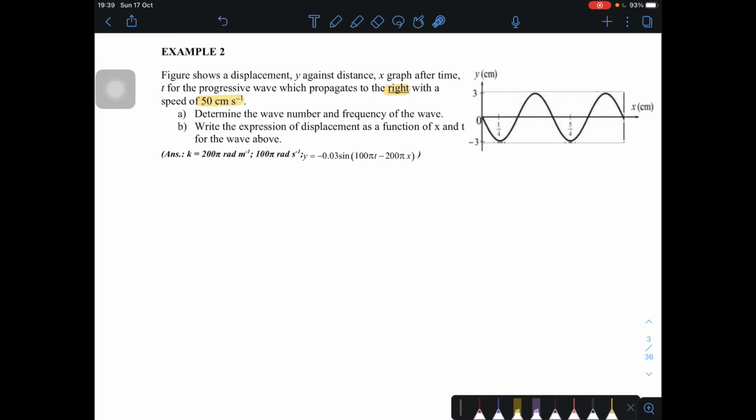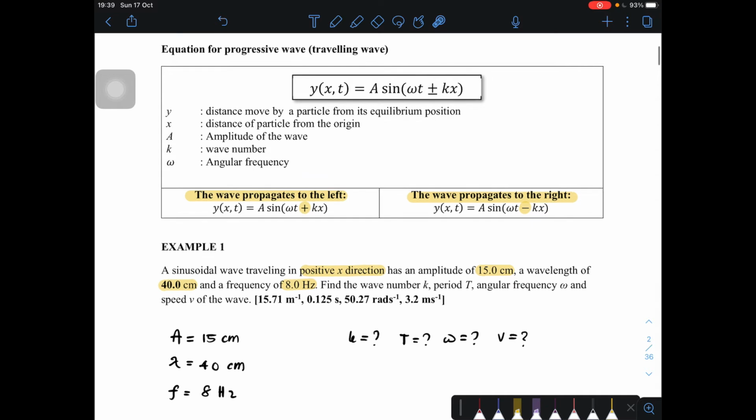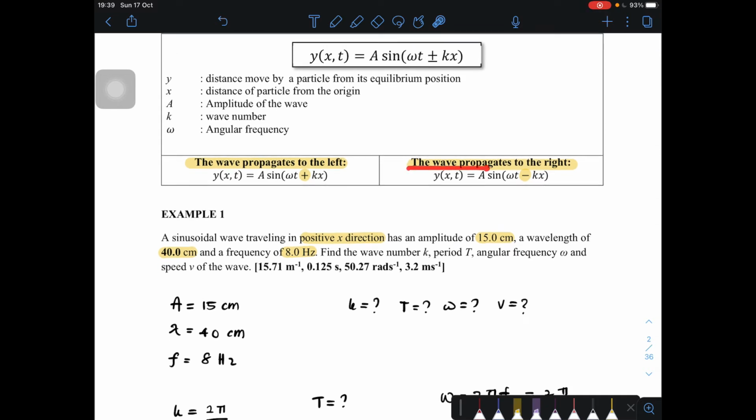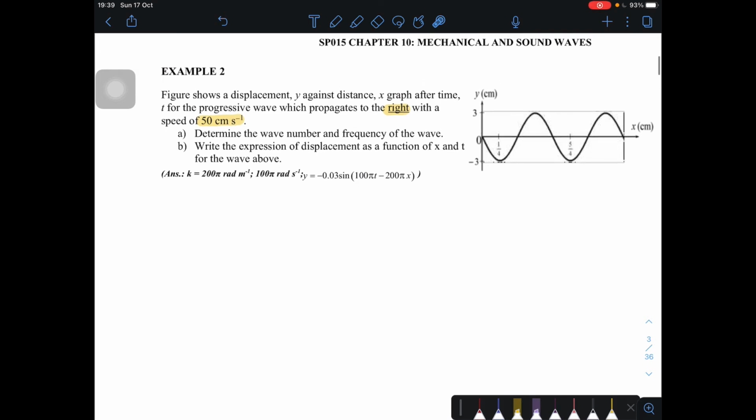So, if the wave propagates to the right, let's look again at the notes. The wave propagates to the right, meaning that the sign here must be negative. You must remember the sign must be negative if the wave propagates to the right. If it is to the left, this one here is positive. So just write a note here, it is negative. And also we are given the speed 50 centimeter per second.